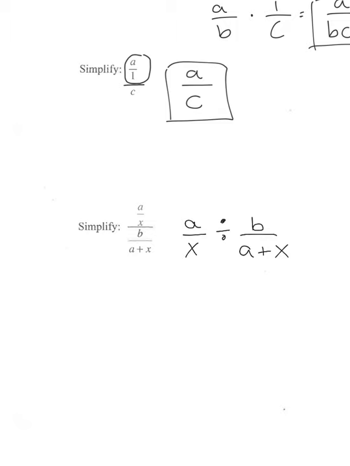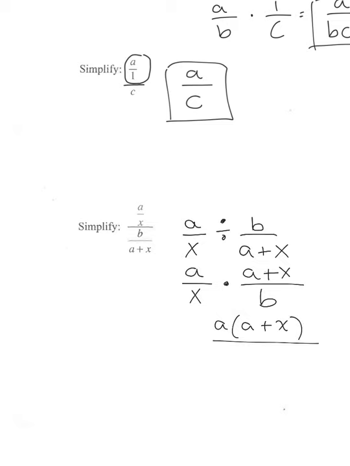This is going to be put in parentheses if we do anything with it regarding multiplication. But I am going to think about this as multiplication. So we have a over x times the reciprocal of this fraction here. And so what I can rewrite this as is a times the quantity a plus x, all over xb. And we're all set there.